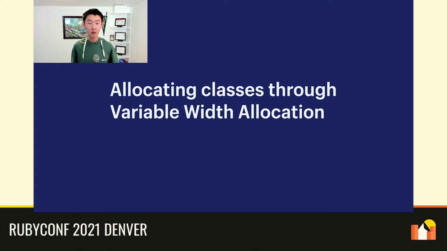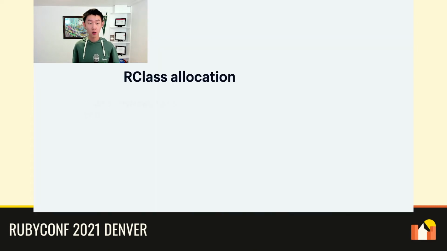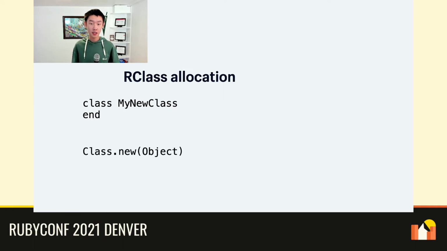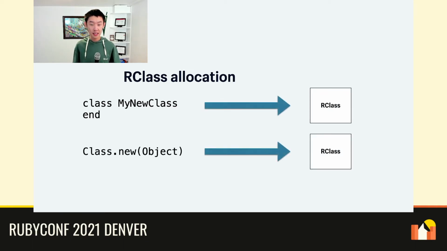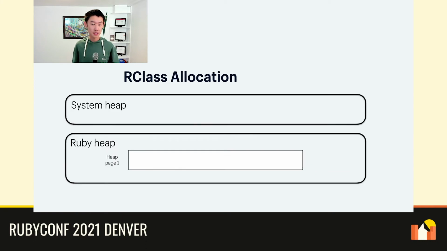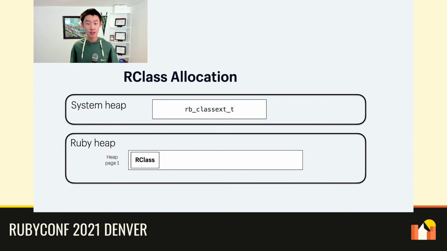Now let's walk through an example of what this work does so far. We're going to talk about class allocation. These two scenarios allocate RVALUEs containing RClass objects. A class has data that's attached to it, its instance methods, instance variables, and so on. So Ruby creates a separate data structure for this called RClassExt. It's a fixed size of 104 bytes allocated on the system heap.